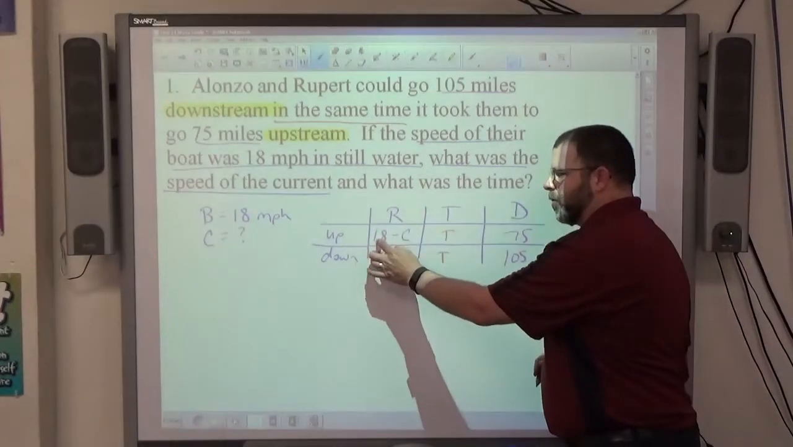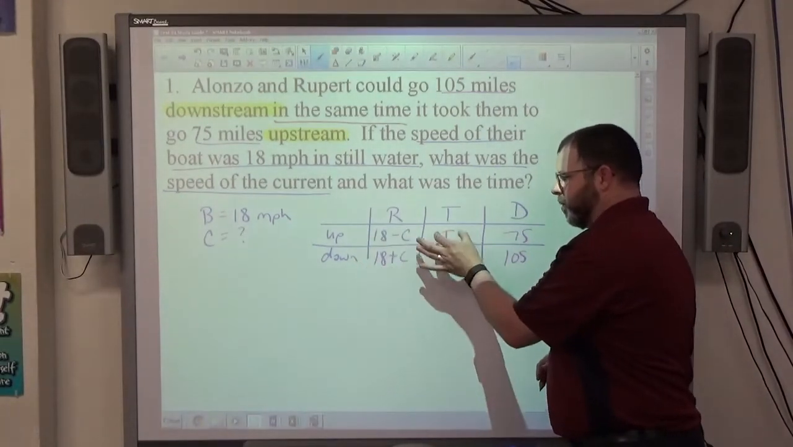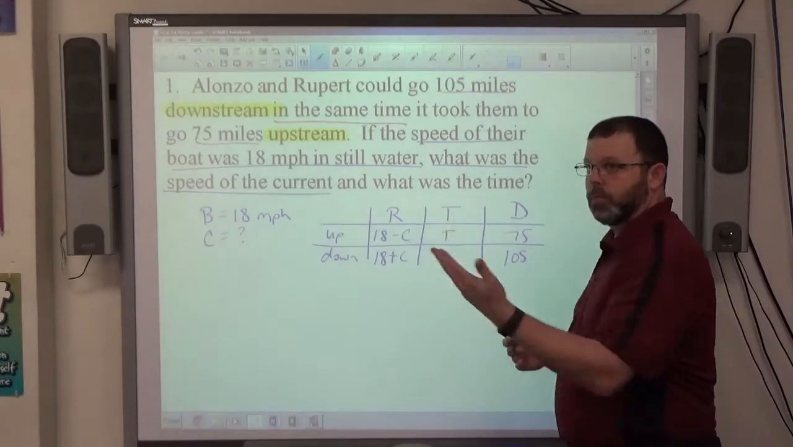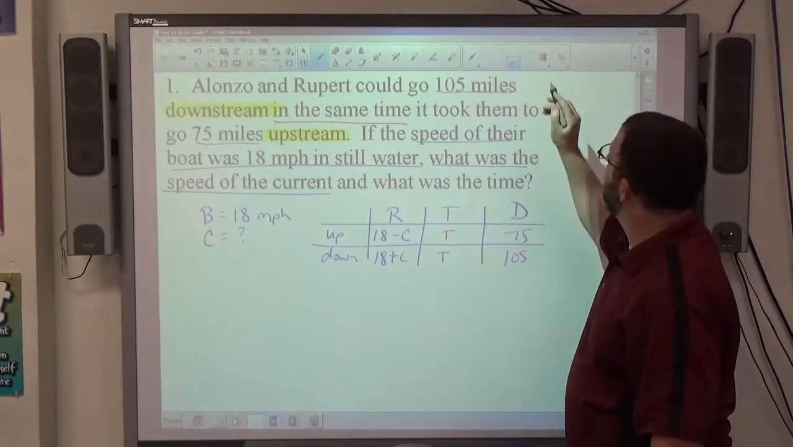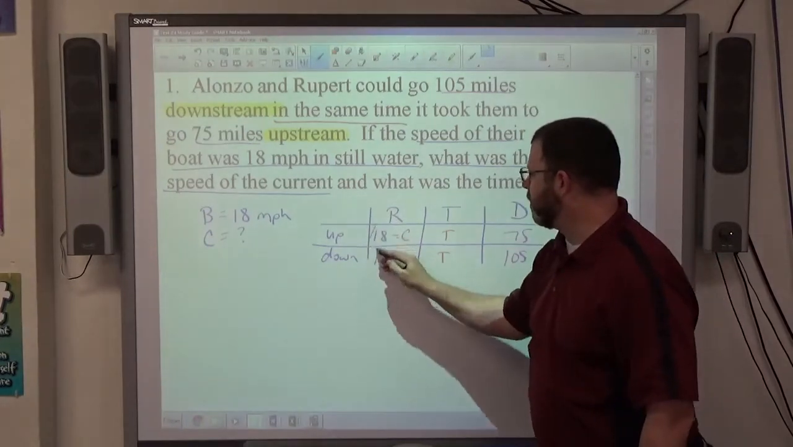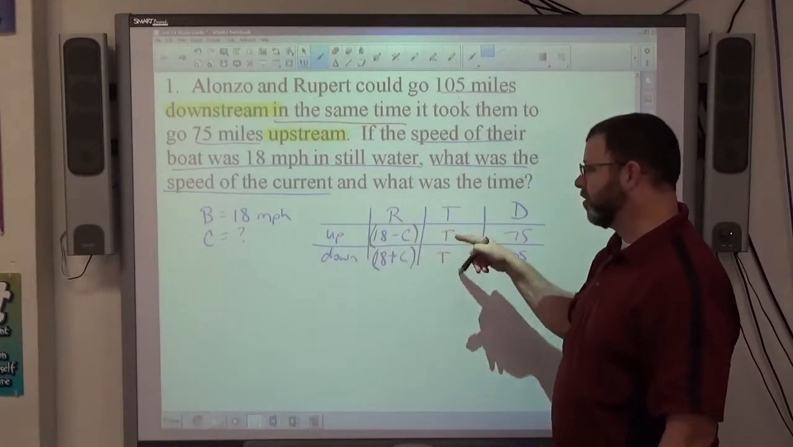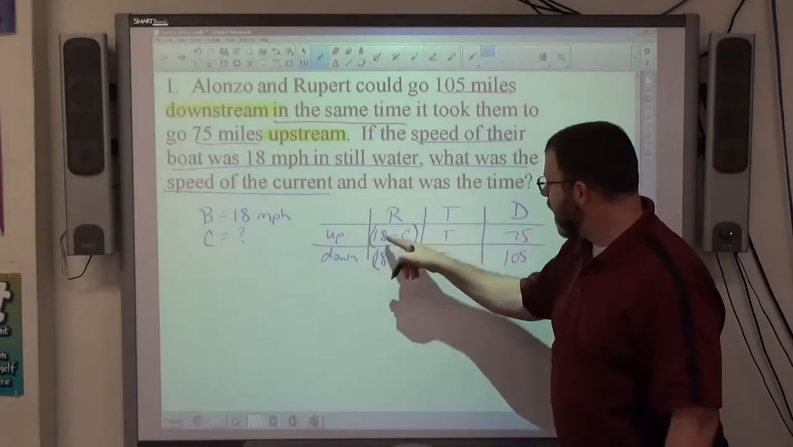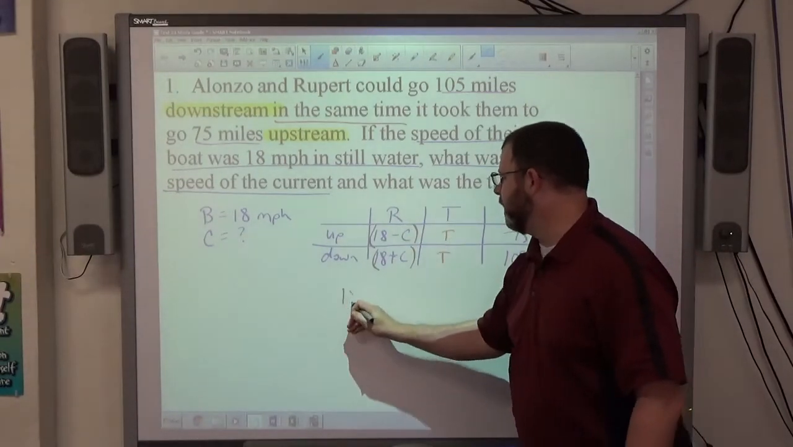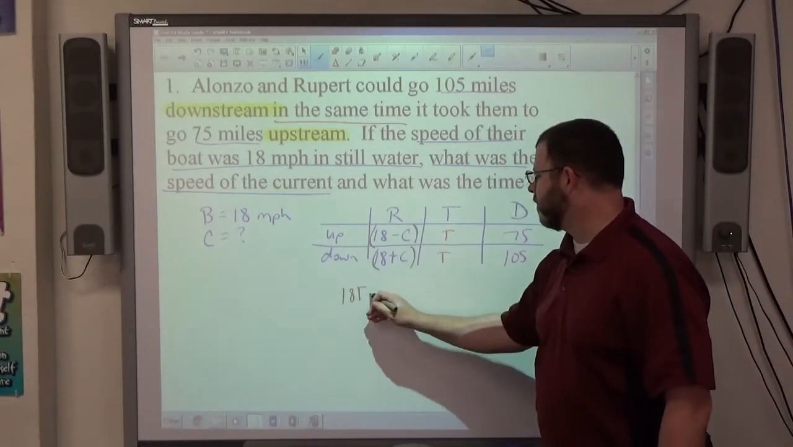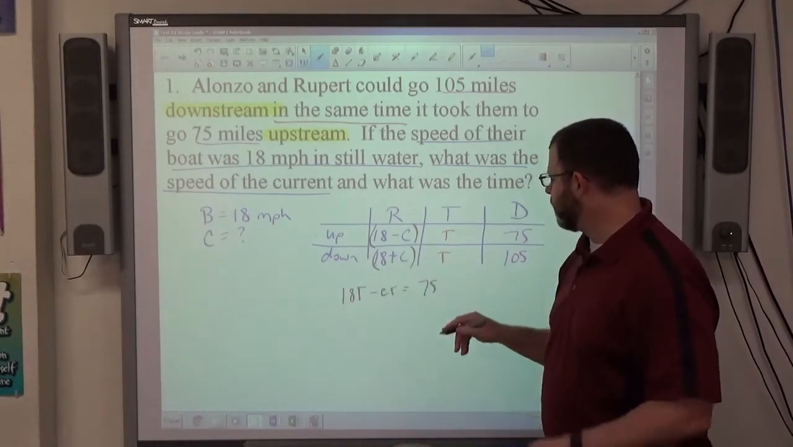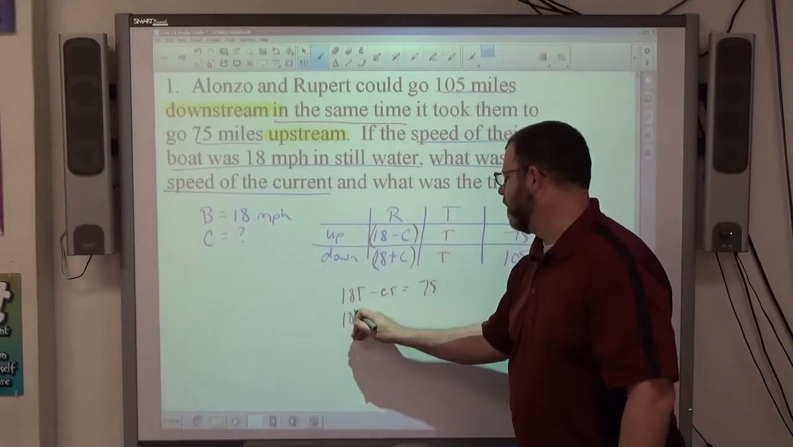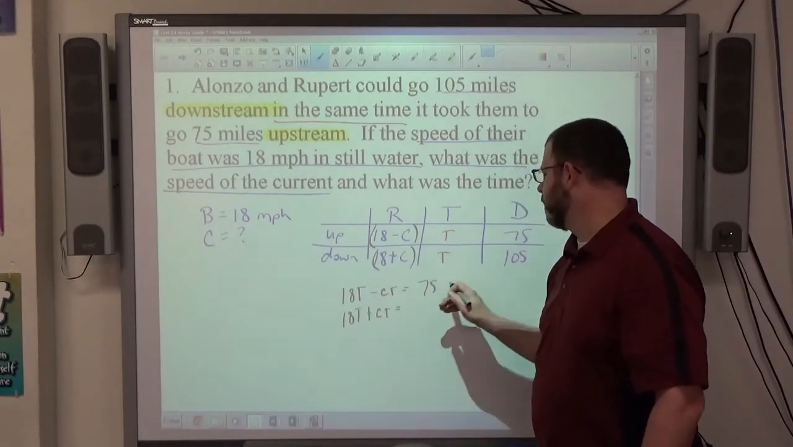Again, speed of the boat in still water, speed of current, establish the rates. The times are going to be either the same or an hour more, an hour less, whatever they'll tell you. And they'll tell you the distances. Once you get everything in the chart filled out, rate times time equals distance, binomials, so distributive property. So 18 times t is 18t, minus c times t is minus ct, is equal to distance 75. 18 plus c times t gets me 18t plus ct is equal to distance 105.